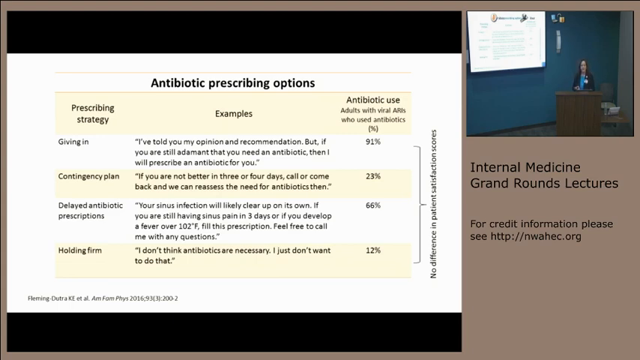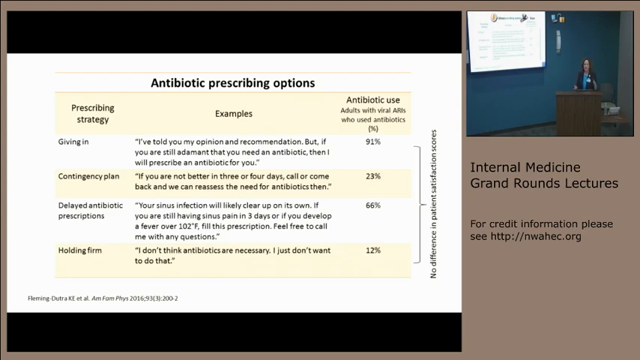You can also do a delayed antibiotic prescription. So they can leave your office with an antibiotic prescription, but you instruct them, don't fill this unless you're still having symptoms 3 days from now. And so that does result in decreased prescriptions and decreased antibiotic use, but not to the extent that a contingency plan does. But it could be a potential way to compromise with your patient if you have someone who really is insistent. And then you could also just stand your ground and hold firm.